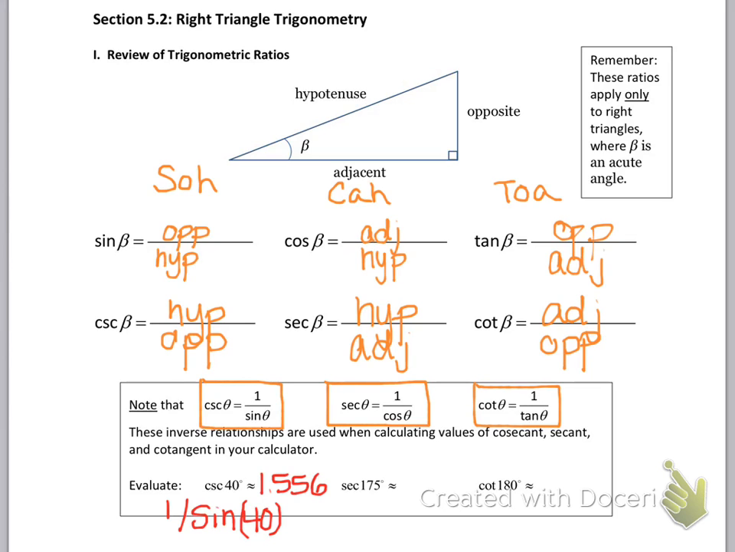So secant of 175 degrees would be 1 over cosine of 175, which is negative 1.004. And then when you do cotangent, 1 over tangent of 180 degrees, you actually get an error, and this is undefined because when you do tangent of 180, you get 0, which is 0 over 1. And then if you did 1 over tangent, you would get 1 over 0, and 0 can't be in the denominator. So that's why it's undefined.